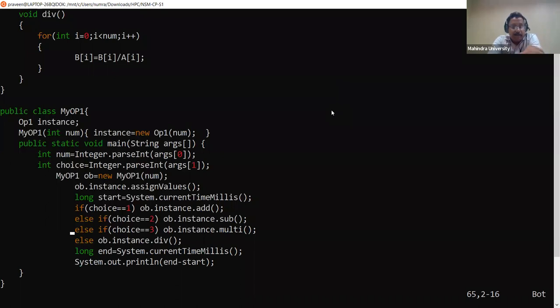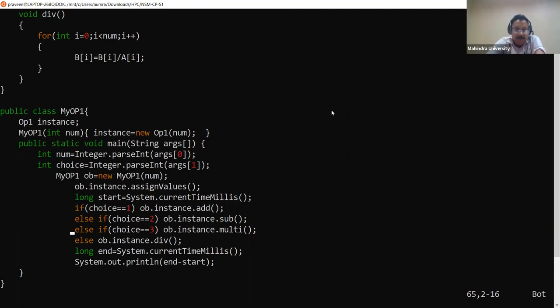When you look at the arguments, that means command line arguments, here I'm going to pass two arguments. First argument is the size of the array, that is going to be stored in the num variable. And second one is choice. Based on the choice, we are going to perform the required operation. If choice is one, we perform add operation. If choice is two, subtract operation. If choice is three, multiplication operation. Otherwise, division operation.